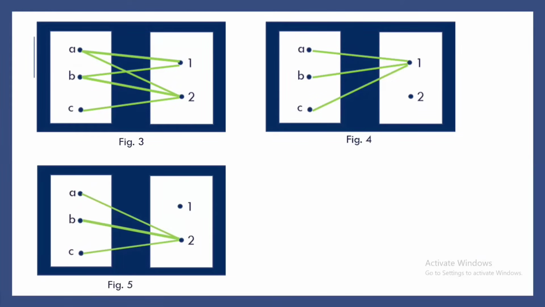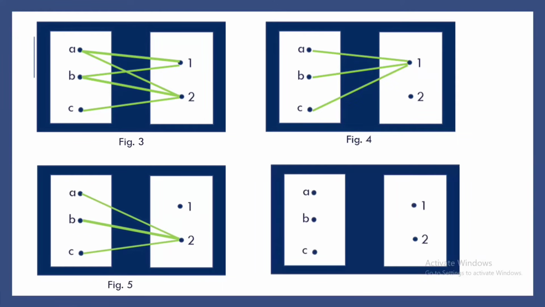This becomes figure 5. Let me take another set, and what I do is I take B, I join to 1, I take C, and I join to 2, and I'm not joining A and 1 or A and 2. So now I have these 4 figures. This becomes figure 6. Now these 4 figures will help me to identify which of them are relations and which of them are functions.